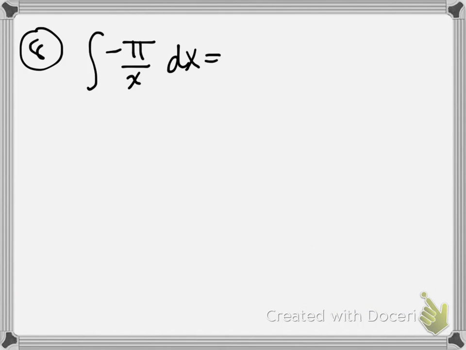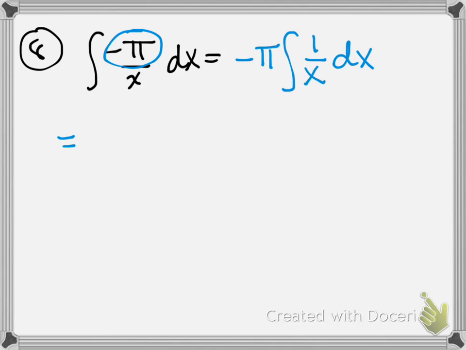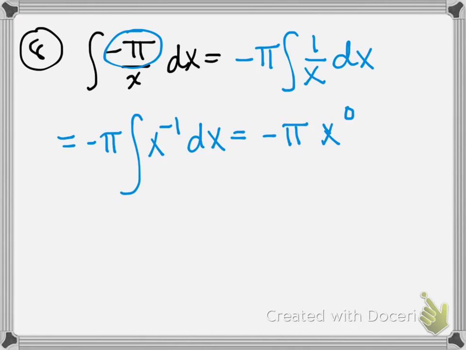Our final example, yep, negative pi, it's a constant, so I'm going to pull it out in front. That becomes 1 over x dx. And then I come over here and I go, all right, I'm going to rewrite that again before I try to do anything. That becomes x to the negative 1 dx. Integrate. I'm going to add 1 to that, and that becomes 0. And I hope you're all looking at this going, well, what in the world am I supposed to do with that?